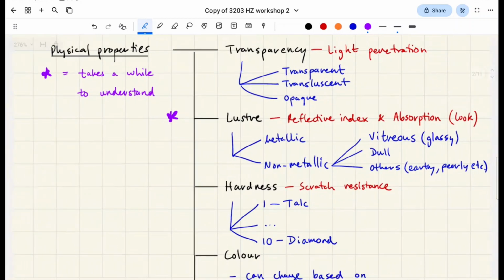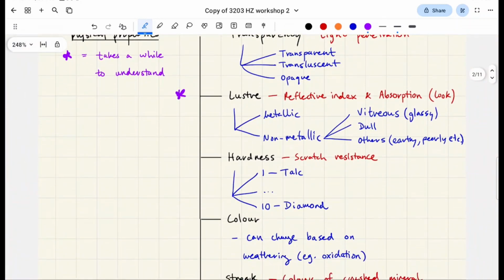Also impurities. For example, quartz, the mineral, has a glassy luster, so you can just imagine it's glassy. But sandstone, when it becomes cemented, actually has a dull luster. That's due to the impurities of the cementing materials in between.